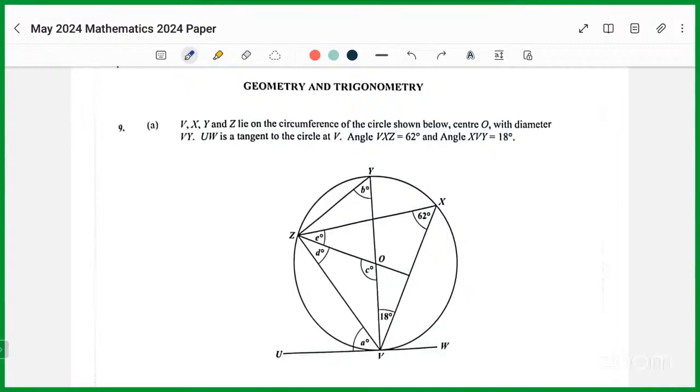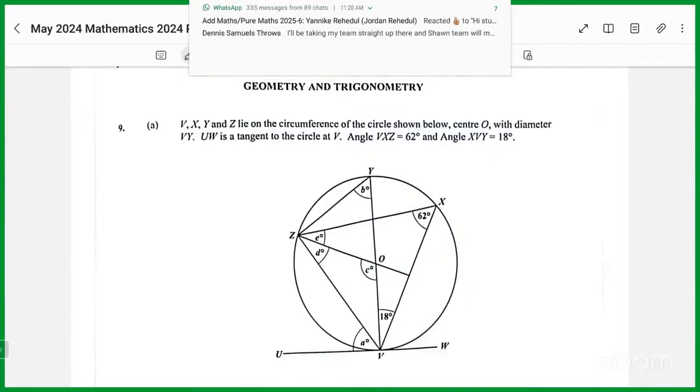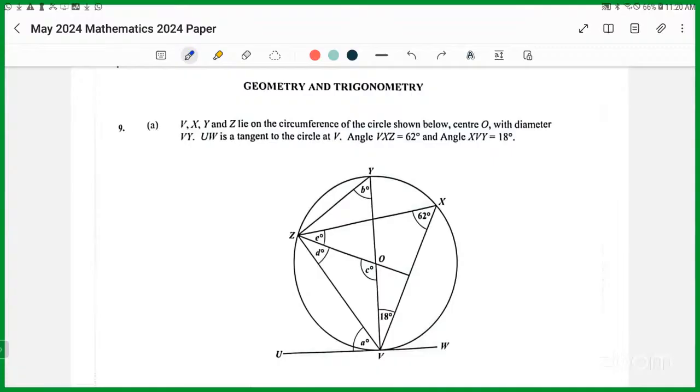It says angle VXZ is 62 degrees. That's this angle right here, 62 degrees. And angle XVY is 18. That's the angle right here, 18. All right. And then they give us some angles: A down here, B up here, C right here, D right here, E right here. I guess we're gonna have to find those angles.